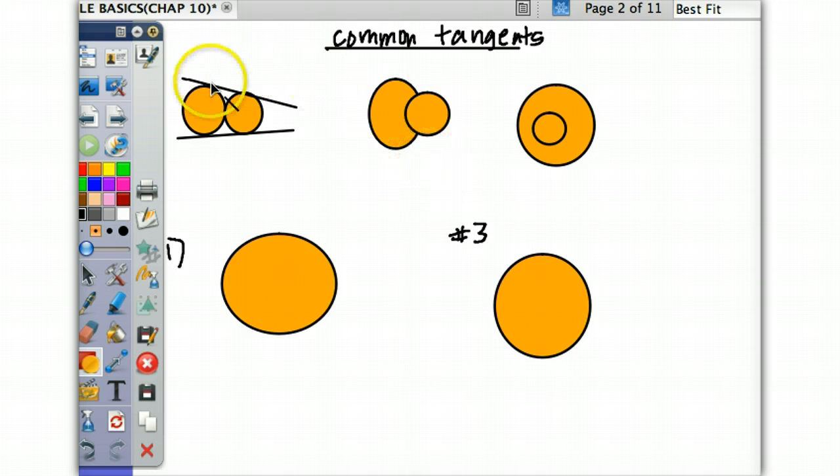Right in the middle, yeah. Oh, you can't do that with that one though. Never mind. So we can have three common tangents. I think that's pretty much the maximum we can have when we're dealing with circles.